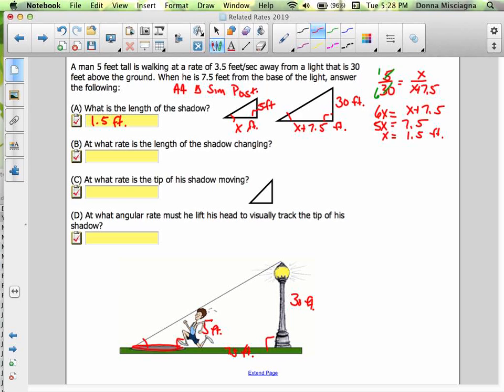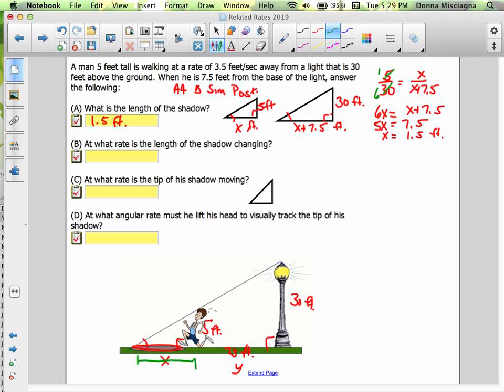At what rate is the length of the shadow changing? All right, so now we have this distance here, and that is changing. But this 7.5 feet, that was just for a moment in time, right? If the man keeps walking, which he is, this is changing as well. So we could represent that with another variable, right? Because both those values are going to change. That change is proportional.